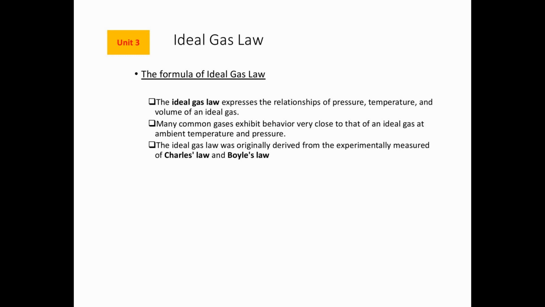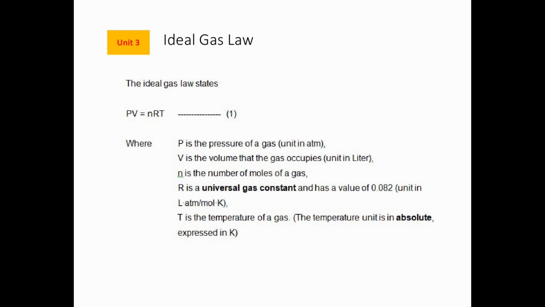The ideal gas law was originally derived from the experimentally measured Charles's law and Boyle's law. Charles's law says that at constant pressure, the volume is proportional to temperature. Boyle's law says that at constant temperature, pressure is inversely proportional to the volume. The scientists derived the ideal gas law.